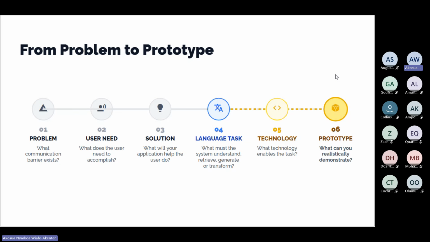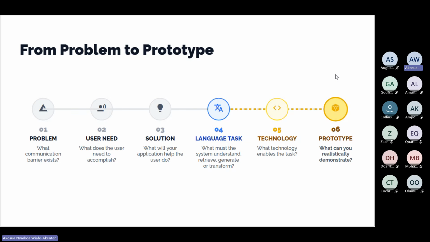Okay, so once you are able to identify the language task, then you'll be able to understand what kind of technology you actually need to develop the solution you are thinking of. Okay, then that brings us to step 5, which is where we are asking ourselves, what technology enables the task?